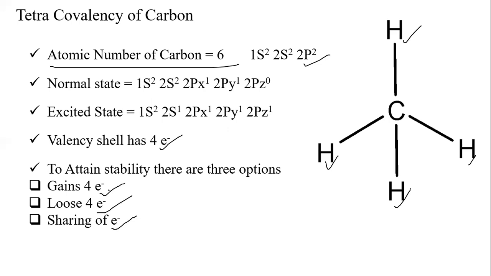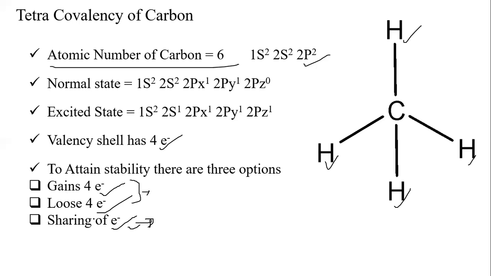So overall, students, gaining four or losing four needs a lot of energy, and achieving these two targets is very difficult. But if we start sharing electrons, it will be very easy. There is no need of that much energy, and it is very convenient and easy compared with gaining or losing electrons.